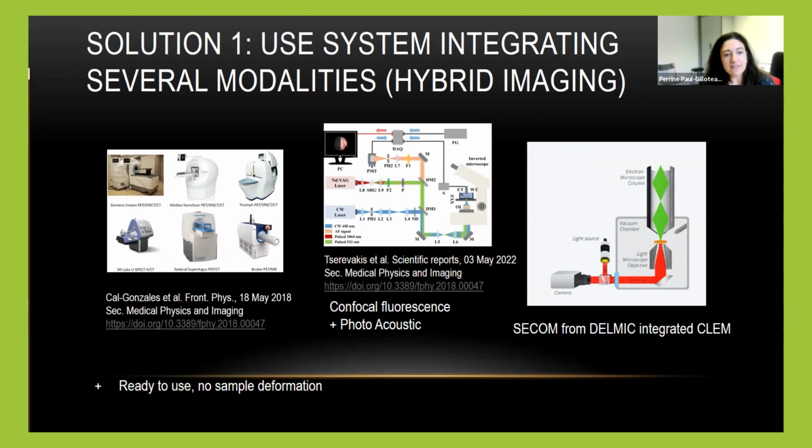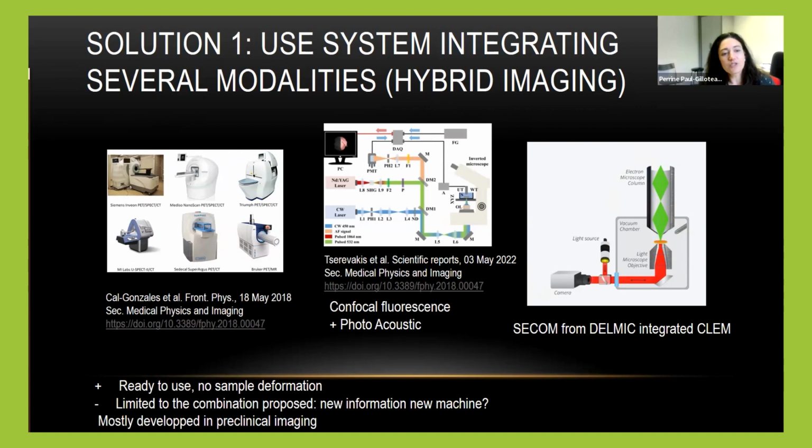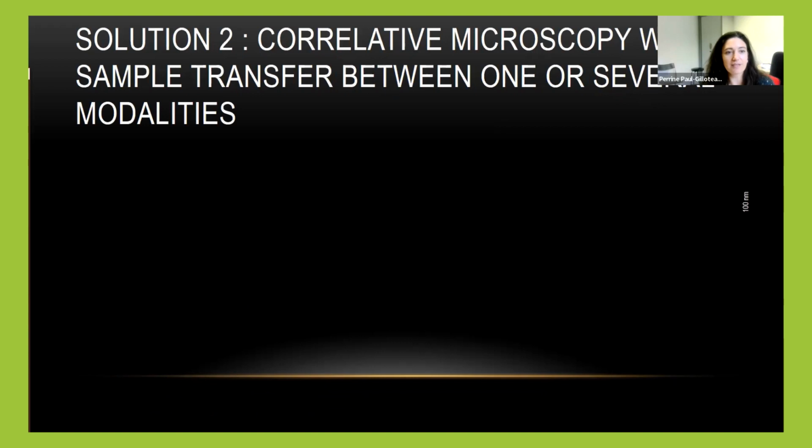The good thing is that it's ready to use. You don't move the sample. There is no sample deformation between two acquisitions, so the alignment would be more direct, I would say. Then it's somewhat limited to the combination which is proposed. So, I mean, if you need another information, maybe you need to create a new machine then. And that's something which was mostly developed in preclinical imaging, but as I was saying, it's coming now in our field also. I'm from the microscopy field myself.